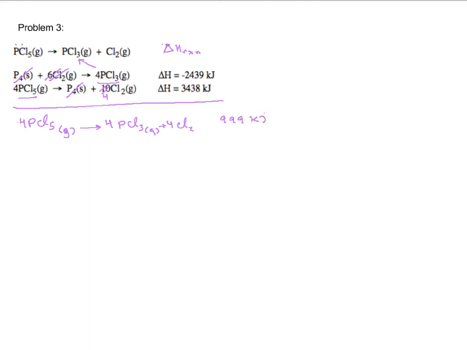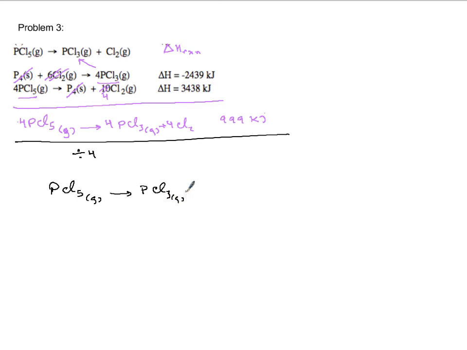Now if you look at this reaction compared to what I want, I want 1/4 of that. I'm going to divide everything by 4, the coefficient as well as delta H. Final answer, I get PCl5 giving me PCl3 plus Cl2, and when you take 999 divided by 4, you get 249.8 kilojoules. So that's Hess's.